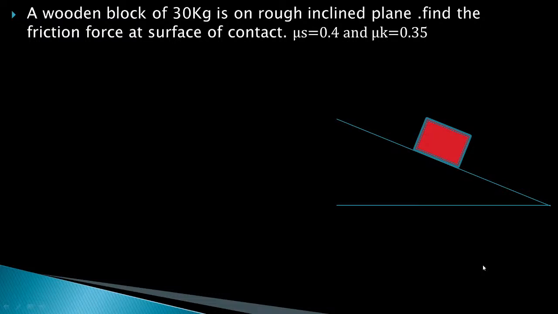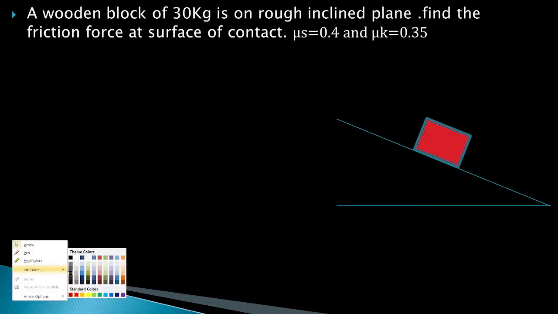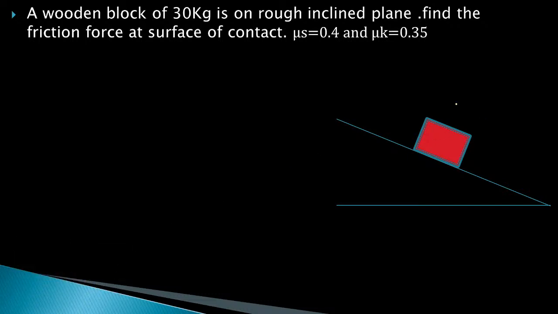There is no external force on this object, but because of self weight the object has a tendency to slide down. First we will decide the impending motion for this block. The impending motion is definitely in the downward direction. This is the direction for the impending motion. The block will start moving in the downward direction because of a force, and we have to find out that force.